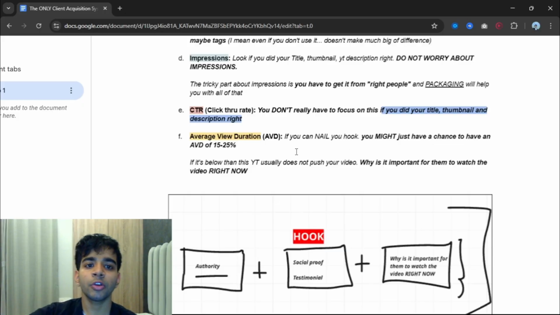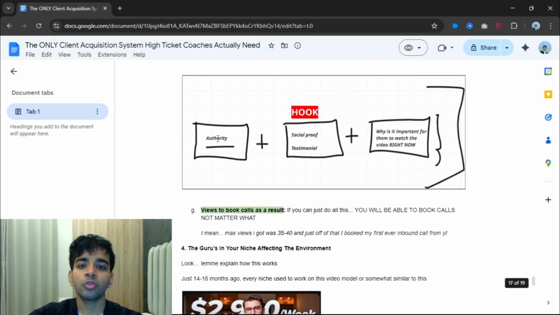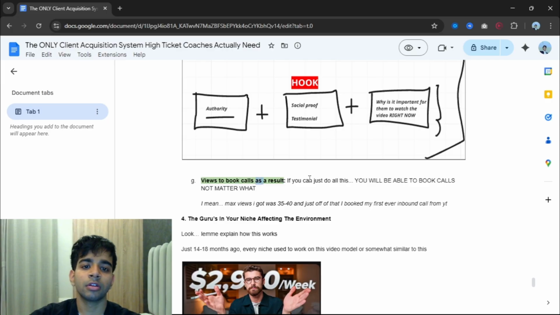So if you can nail your hook, you might just have a chance to have an average view duration of 15 to 25%. If it's below this, YouTube usually doesn't push your video. And basically the key is to tell them why it is important for them to watch the video right now. For the past few videos, I have been having good average view duration, like 17 to 20%, and I think it's good. Once you do all of this correctly, you will get views as a result of it.